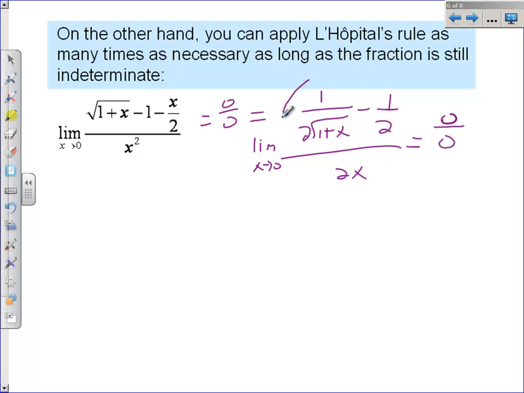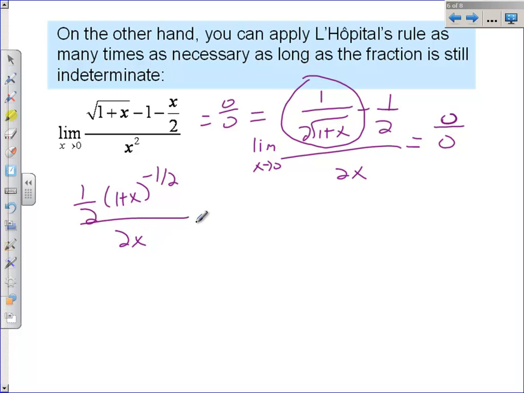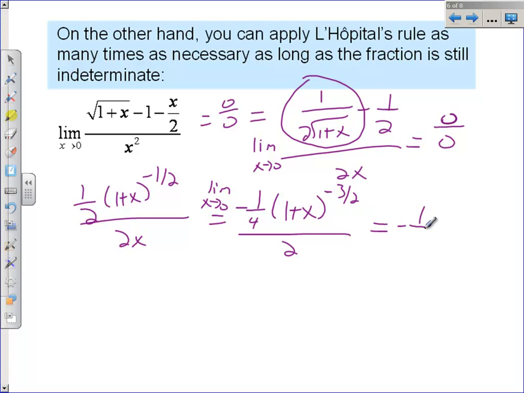So let's take a look at this part right here, because this might be confusing to some people. We can rewrite that as 1 half times 1 plus x to the negative 1 half power. Might be easier for you to see this derivative. So this becomes negative 1/4 times 1 plus x to the negative 3 halves power over 2. And if we take the limit as x approaches 0 of this, we plug in 0 for x. 1 to any power is 1, and we get negative 1/8. So there is an example of using L'Hopital's rule more than once.